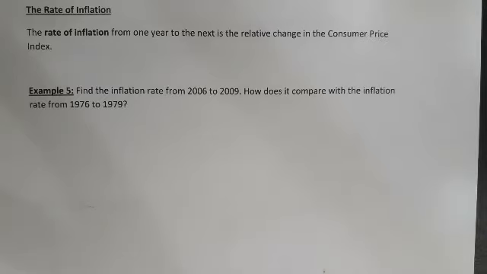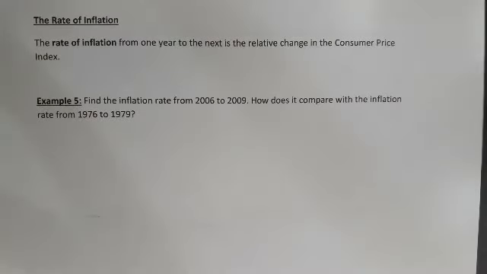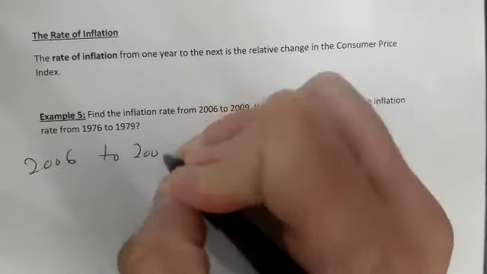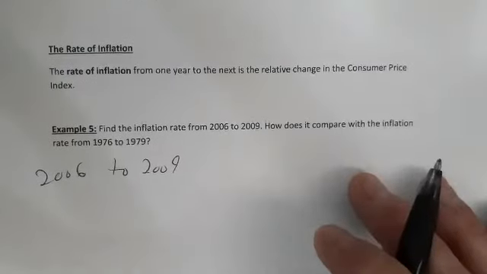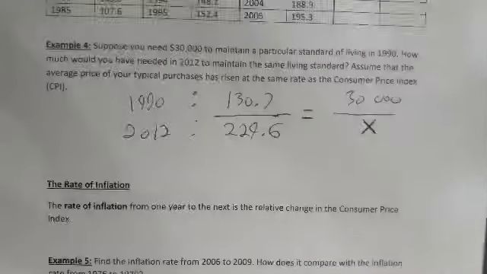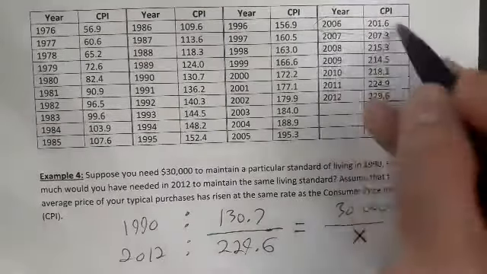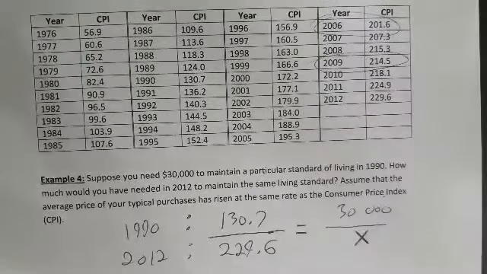Okay, so the rate of inflation from one year to the next is the relative change in the CPI. If we want to know the rate of inflation from 2006 to 2009, and then they want us to compare it from 76 to 79, but we're going from 2006 to 2009 first. So we want to find the relative change from 2006 to 2009 in the CPI. This is a list of CPIs. 2006, I believe, is right here. 2009 is right here.